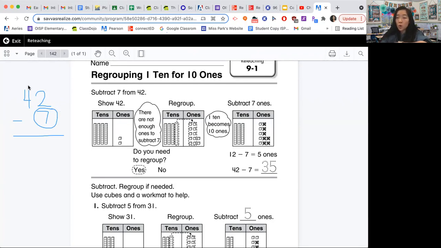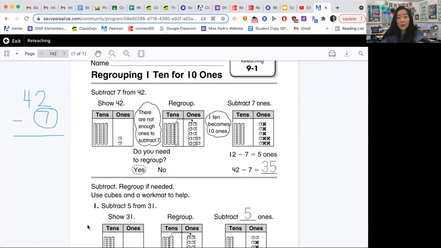Go next door and get 10 more. I'm going to write it in the chat for you guys. More on the floor. Go next door and get 10 more. Okay, so that's the first poem. There's 3 of them.